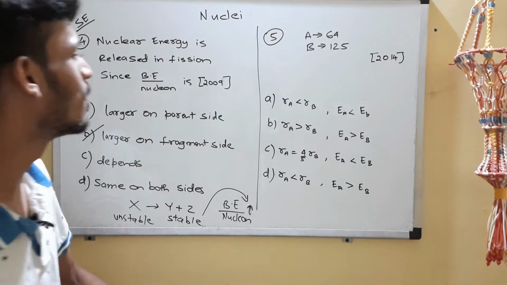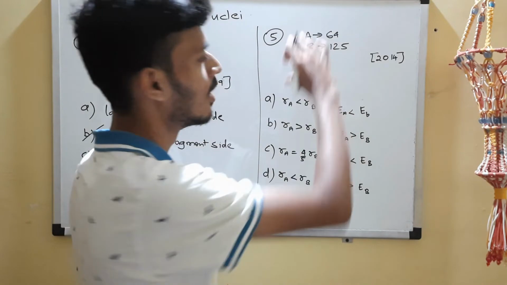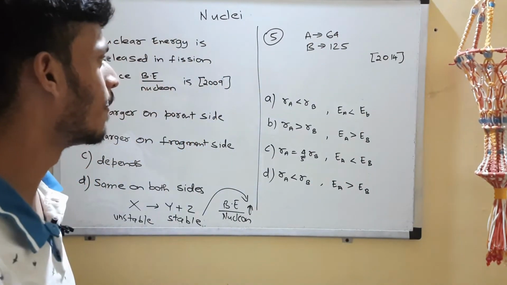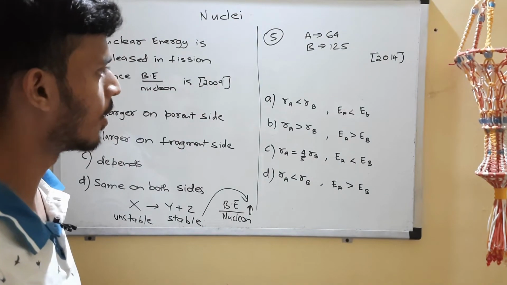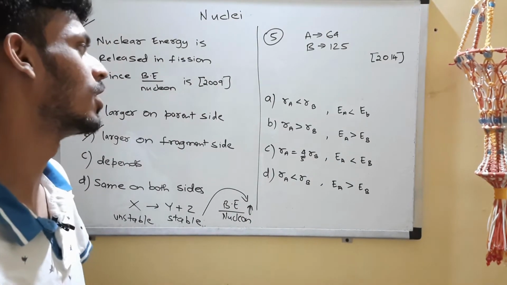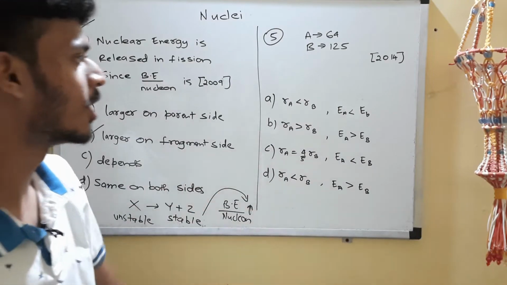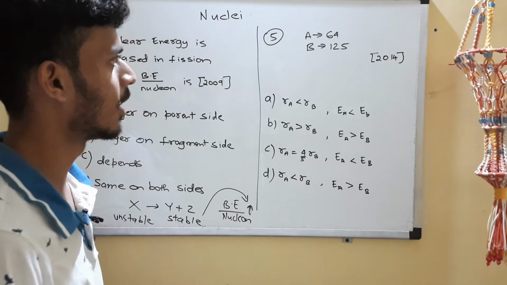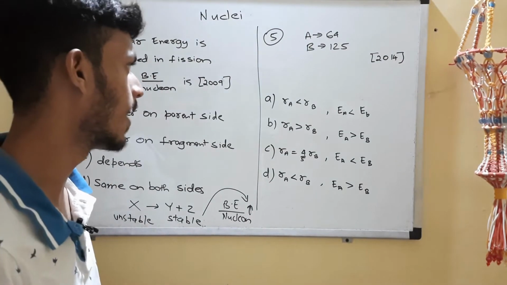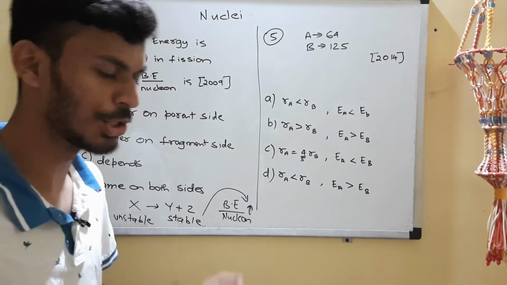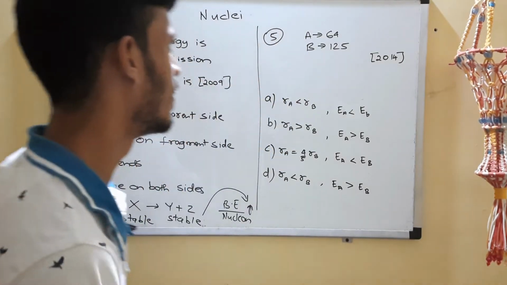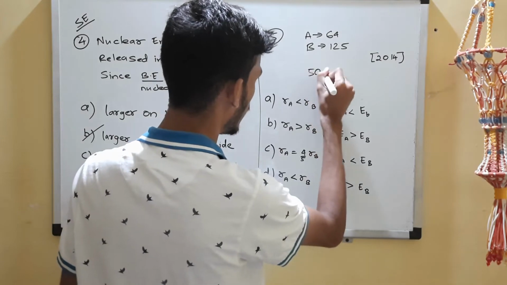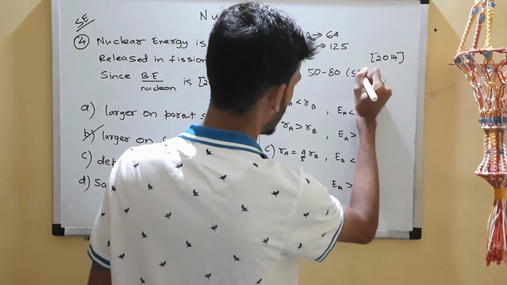Now let's come to question number 5. Here you are given the atomic mass numbers of two elements A and B. You are supposed to comment about their radius and binding energy per nucleon. So these are the binding energy per nucleon and these are the radius. You are supposed to tell which comment about them is the correct one. Now you should know the stability curve for this. In the stability curve, there is one special thing, that the atoms between 50 to 80 are the stable ones.